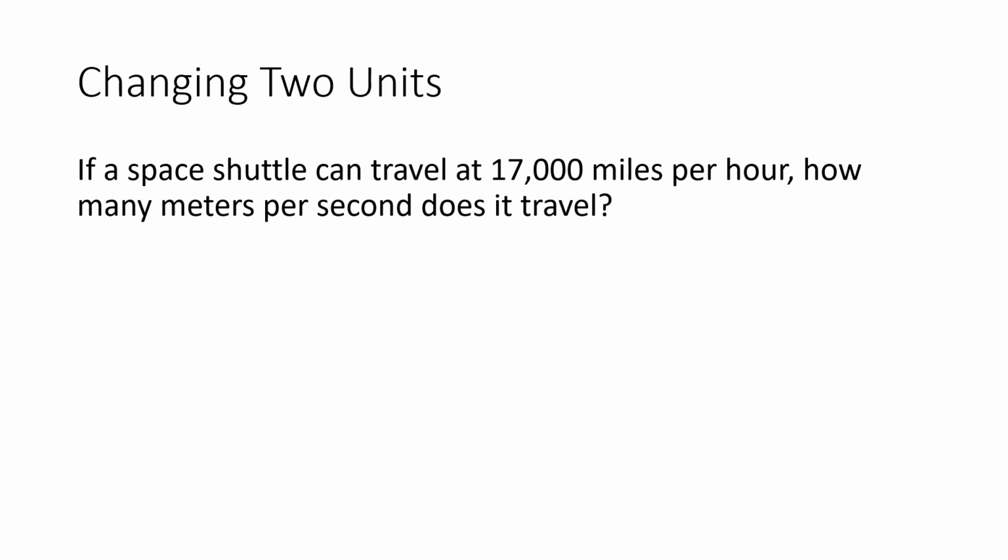Let's try another one. If a space shuttle can travel at 1,700 miles per hour, how many meters per second does it travel? So we're starting with miles over hours, and we're converting to meters over seconds. If we look at our common English and metric unit conversions, there's going to be a conversion that links us between the English system and the metric system for length. 1 mile is equal to 1.609 kilometers.